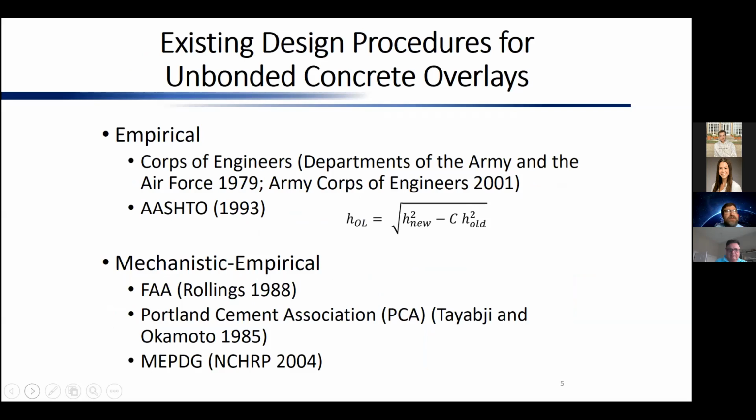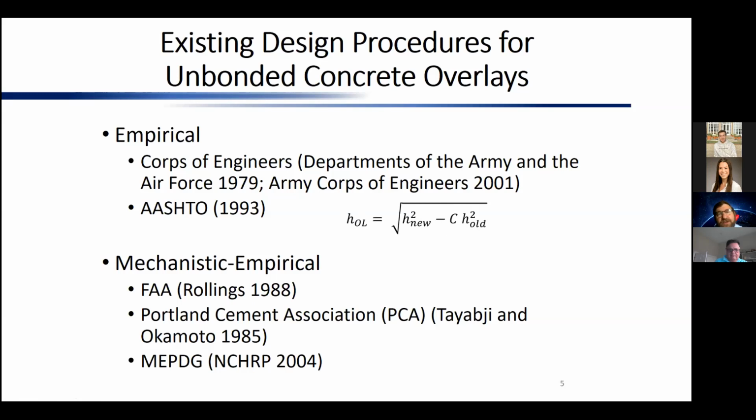In the past, the most common design procedures for unbonded overlays were empirical. There is a famous square root equation developed by the US Army Corps of Engineers and adopted by the AASHTO 93 design procedure. And well, I'm sure you covered it in your pavement classes, but basically it designed the thickness of the unbonded overlay as a square root of the thickness of a new pavement that would be required if the existing pavement is not there, minus the square root of the old pavement thickness multiplied by a C factor that depends on the condition of the existing pavement.